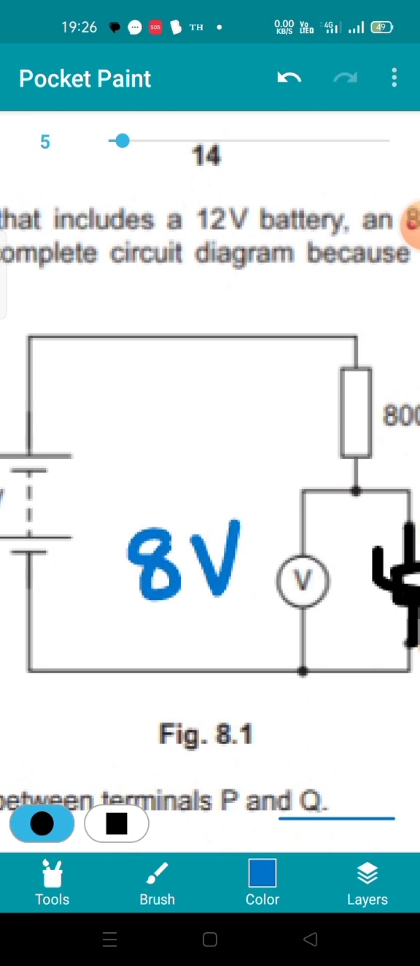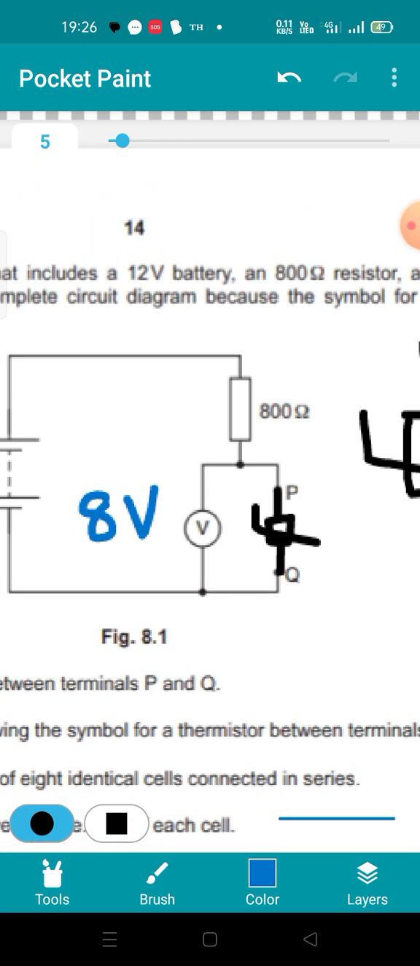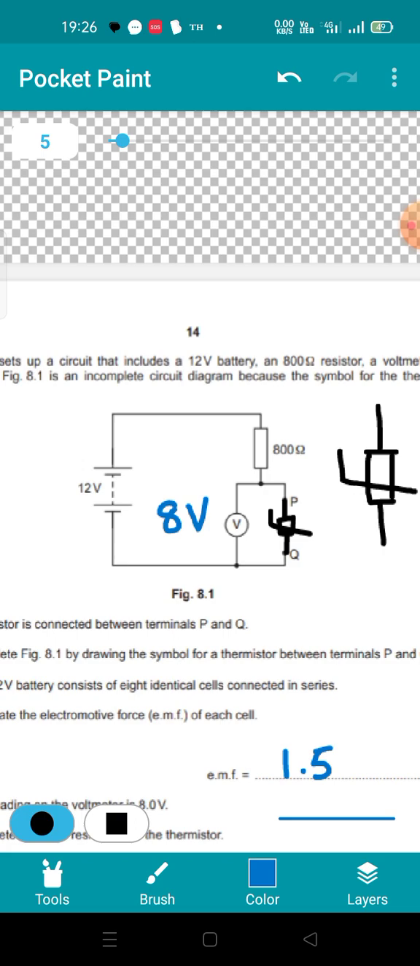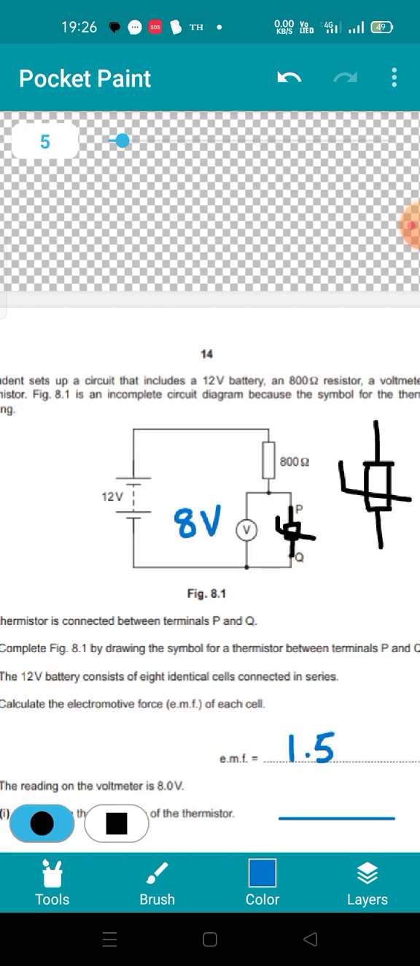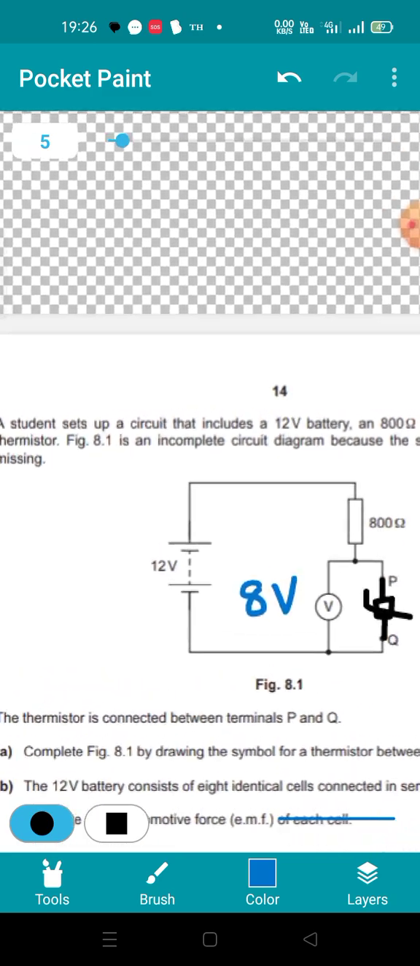And we need to know the resistance of the thermistor. See, it will be possible for us to determine the resistance of the thermistor if we know the current through the thermistor. We do not know the current, so we do not know the resistance of the thermistor. So how do we find the resistance of the thermistor? First, let's find out what is the current through the thermistor.